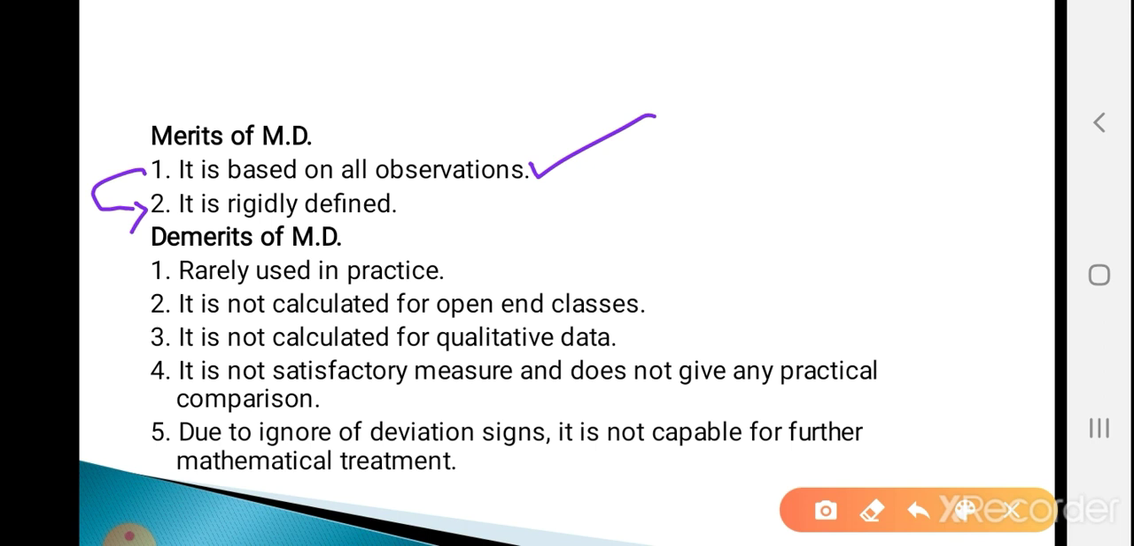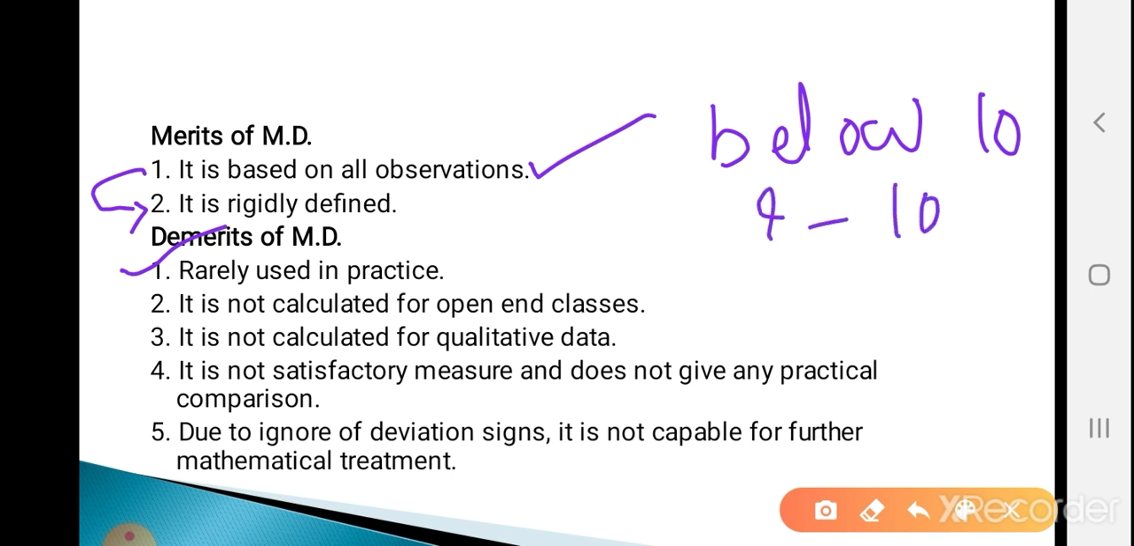Now the demerits of mean deviation. It is rarely used in practice. Then it cannot be calculated for open-end classes. What is meant by open-end classes? In a class, if one of the limits is not specified, then such a class is called an open-end class. For example, below 10, where the lower limit is not specified. For continuous data, we need the values of x, that is the mid value. Then how do we calculate the mid value for an open-end class? We can't calculate it. So the mean deviation is not calculated for open-end classes.